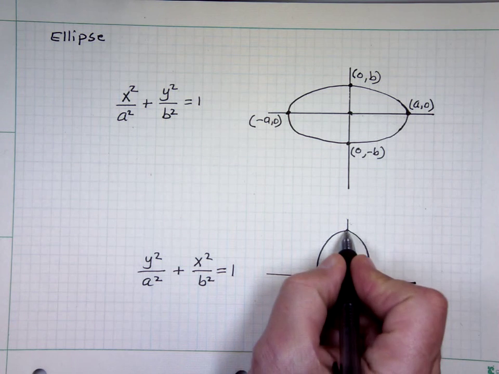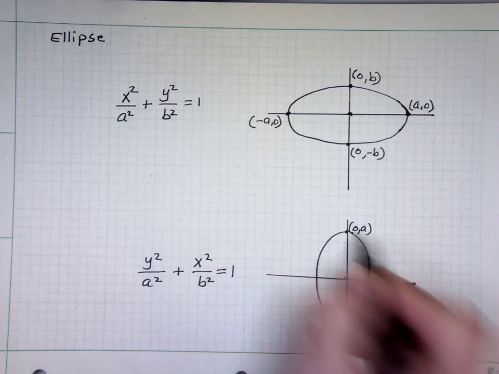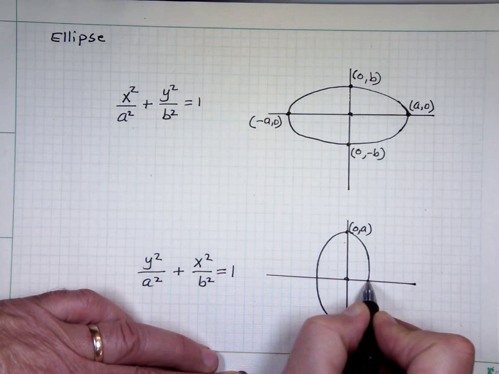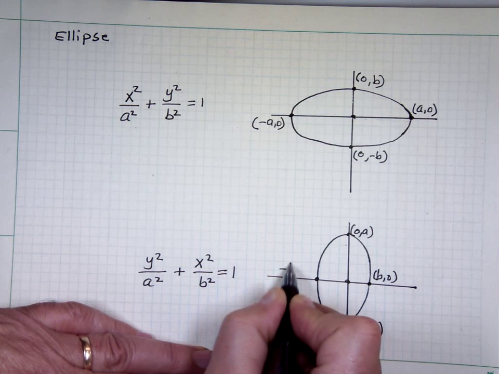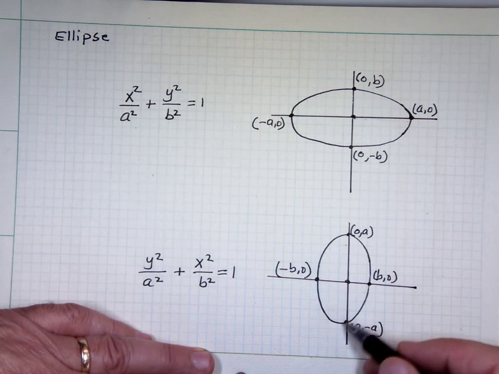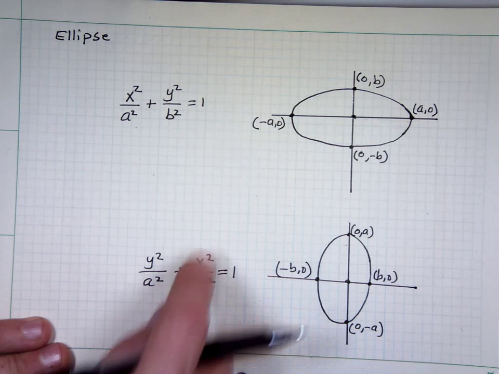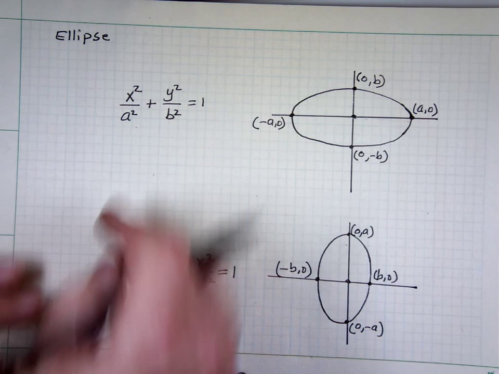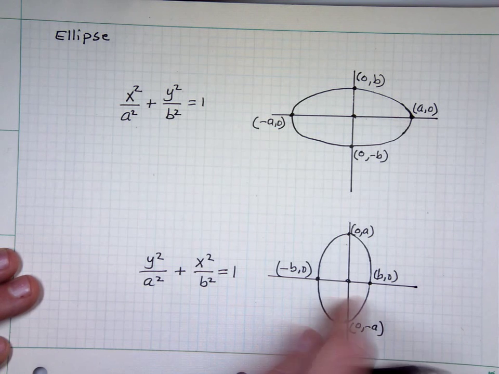The longer side here is along the y-axis. This is 0 comma a. This is 0 comma negative a. This is b comma 0. And this is negative b comma 0. The longer side, a, is along the y-axis. That's why the equation is y squared over a squared plus x squared over b squared equals 1. So if it's sideways, that means the longer side is along the x-axis, there's your equation. If it's along the y-axis, there's your equation.